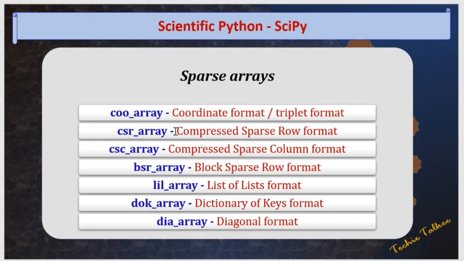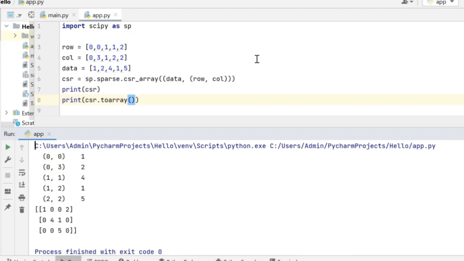The next array that we are going to look at is the compressed sparse row format, which is the CSR array or the CSR format. This type of array is going to be very useful when it comes to vector products and row slicing. In addition to building an array from NumPy ND arrays, we can also build arrays using the row, column and the data values. Using these values, we can build a sparse array.